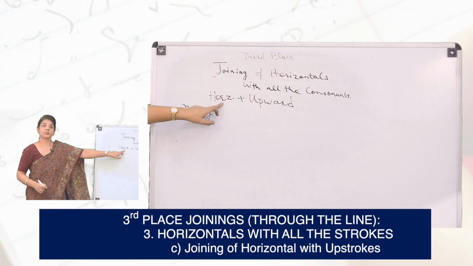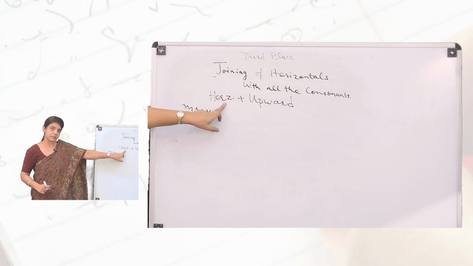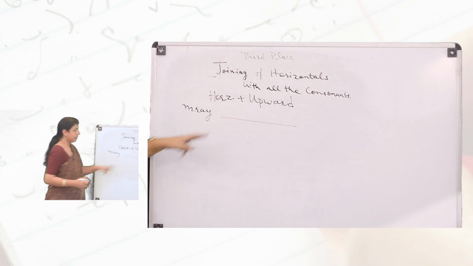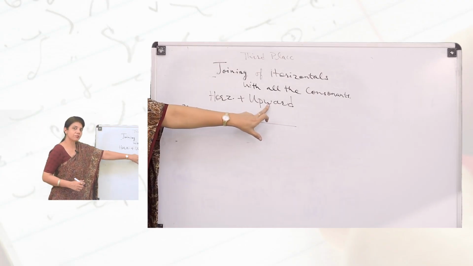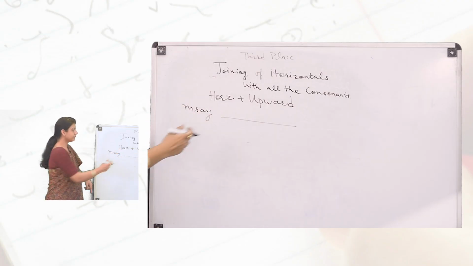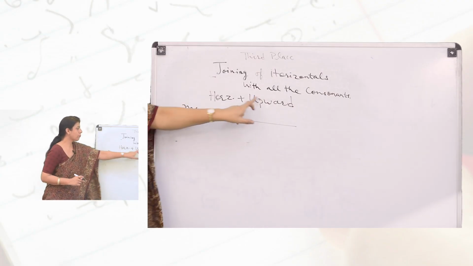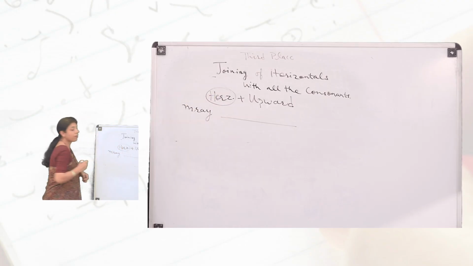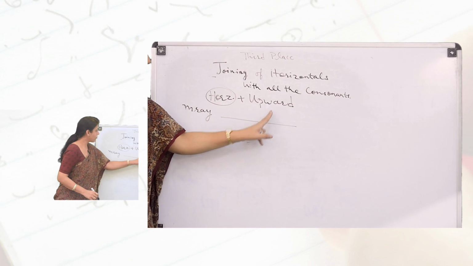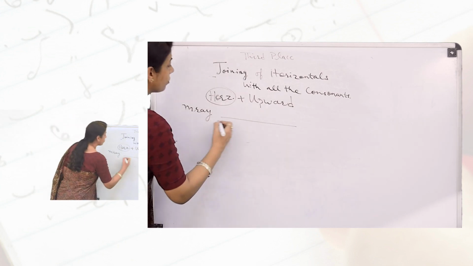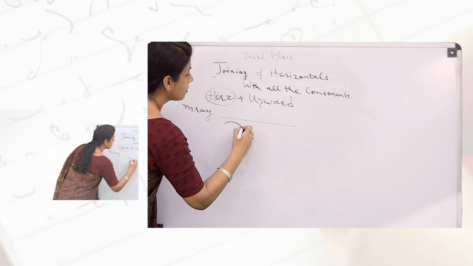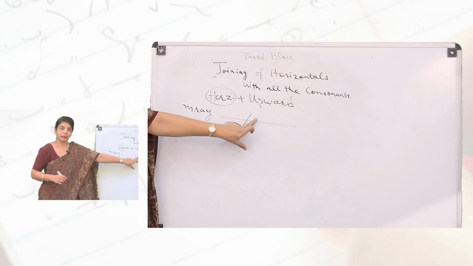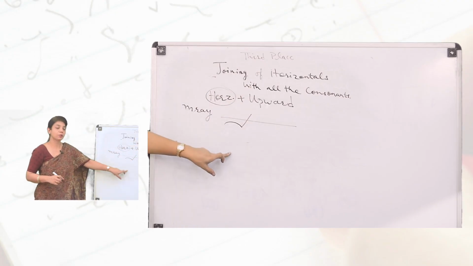Now again, the first consonant is a horizontal which can never be represented through the line. So what we need to keep in mind is that we can have this upward consonant through the line, and upward starts from bottom to top, but before upward we have to write horizontal. So what we need to do with this horizontal, where to position it so that upward comes through the line. So this M needs to be positioned below the line so that our ray exactly comes on through the line. So this is M and ray at third place.